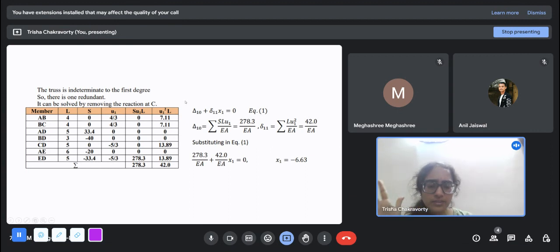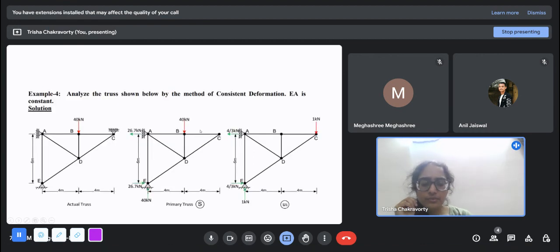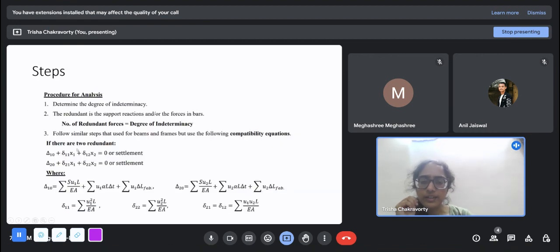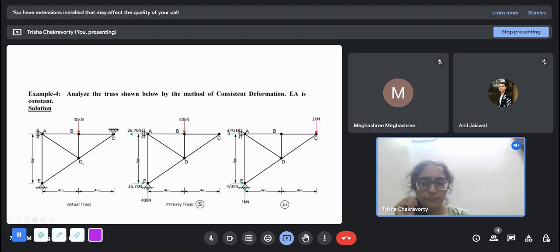Since AE is constant throughout, we have assumed. So SU1L will be this, and U1 square L is this. And what will be the compatibility condition? Basically, delta 10 is this part, sigma of SUL by AE, and delta 11 is this sigma U1 square L by AE. And this was the formula we were supposed to use. X1 is the unknown reaction force.